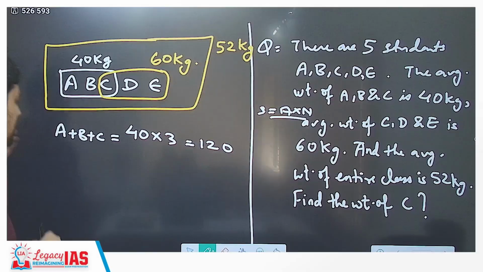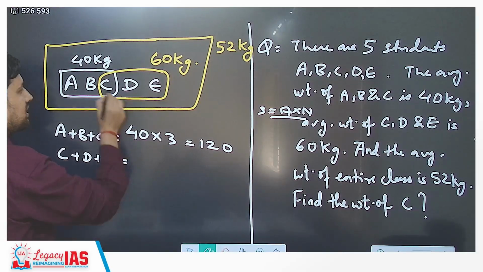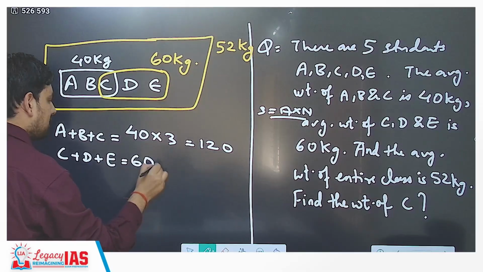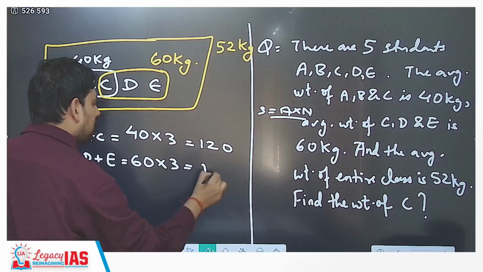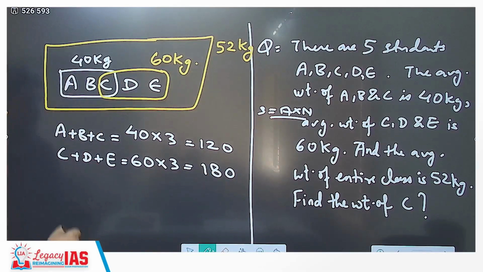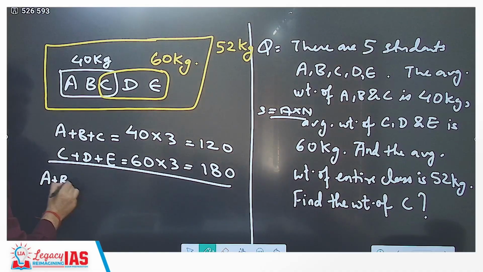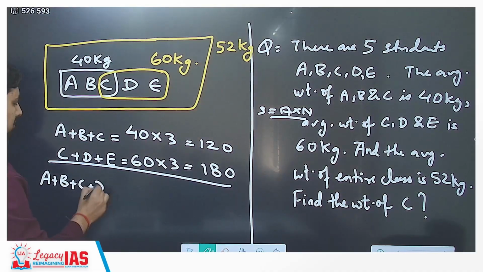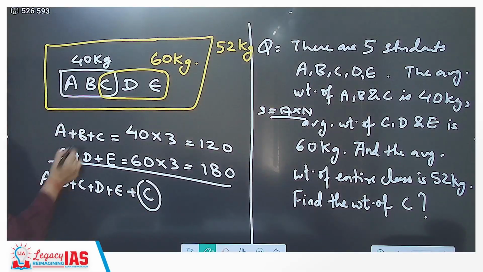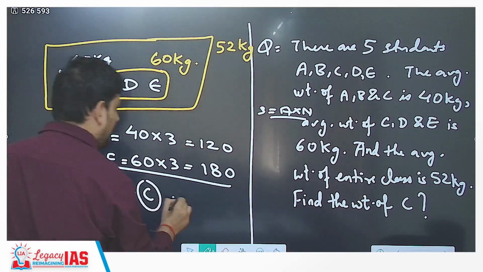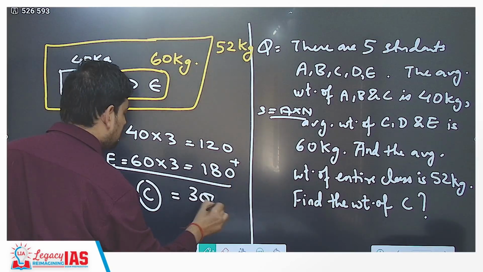Correct? Then similarly you can do for C plus D plus E. Now what is the average of them? Their average is 60. This average is for how many people? 3 people. So 60 into 3 gives you 180. Now, if you add both of them, you get A plus B plus C plus D plus E plus one more extra C, because C is repeated twice, and this comes out to be equal to 120 plus 180, which is 300.